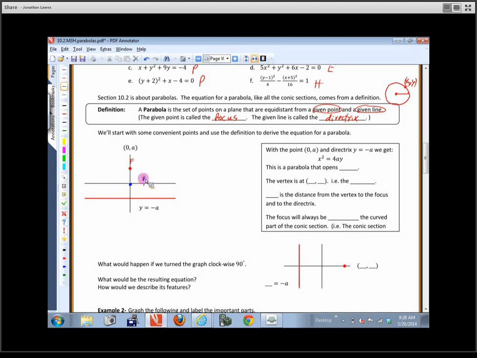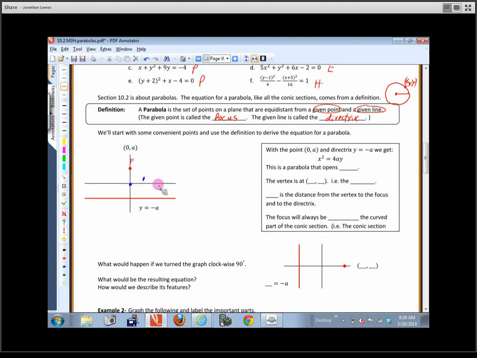Now, if I put that point about right there, does that look like it's about the same distance from the line as it is from the point? Everybody okay with that? Hop doesn't think so? Like which line are you talking about? I'm talking about the red line. This is the directrix. This is the given line, and this is the given point. This is the directrix, and this is the focus. You okay with that? Okay.